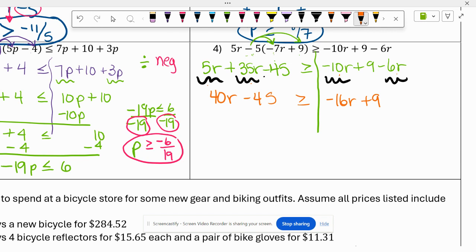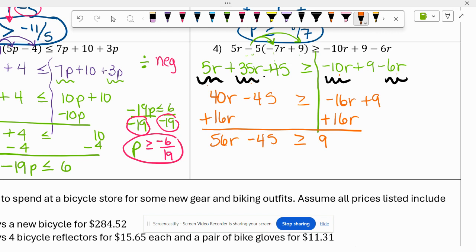So now you want to get the variable on one side. What do you want to move across? 16. Yeah, we're going to add 16r to both sides. Good job. So that gives me 56r minus 45 is greater than or equal to 9.